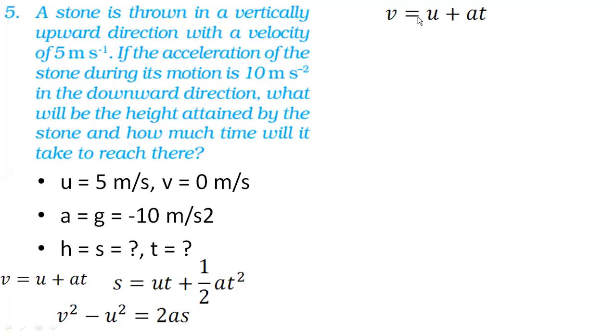So the formula is V is equal to U plus AT. Values we already have for V, U and A. Let us put that. V value is 0, U value is 5, A value is minus 10. So make sure you are taking it minus. You won't get your correct answer if you are taking it positive. It should be negative. 0 equals 5 plus minus 10 into T. Now this will become 5 minus 10T. Now you do the calculation, give me the answer for time.